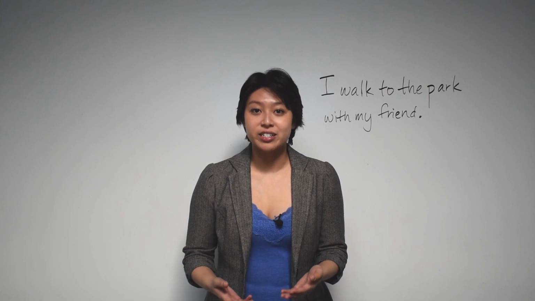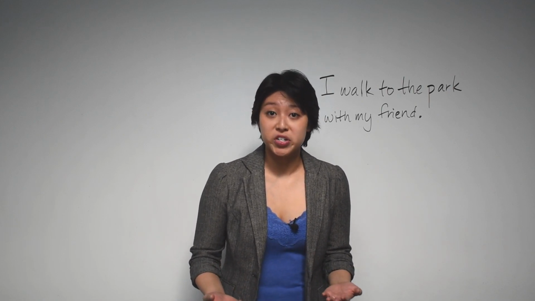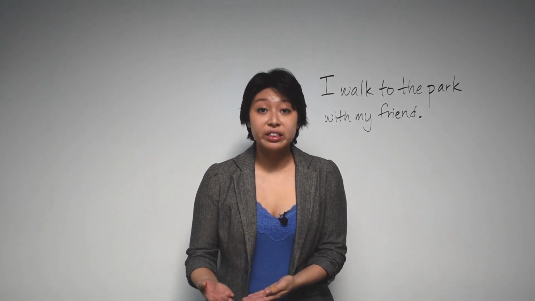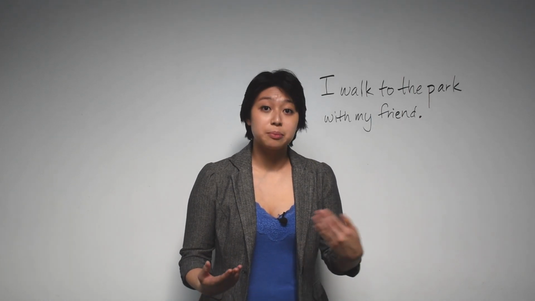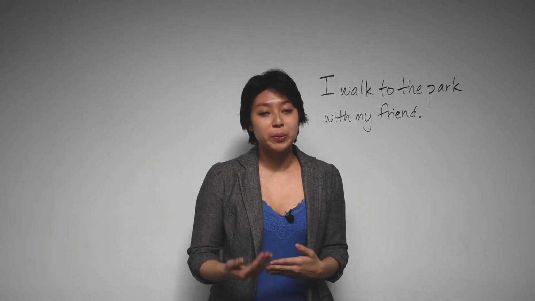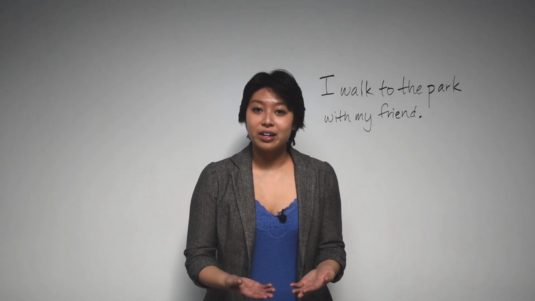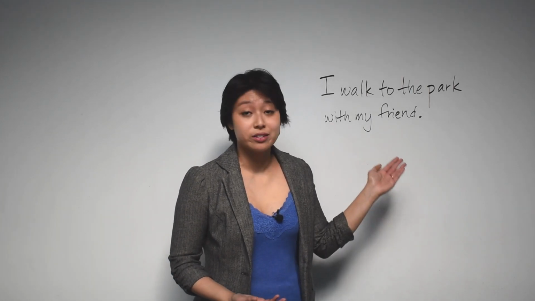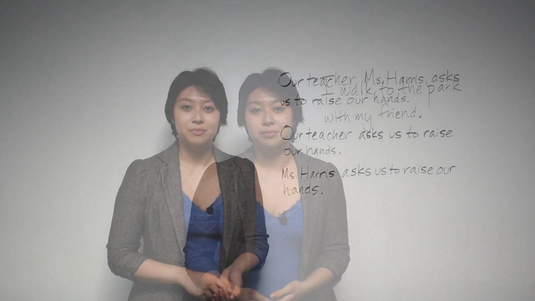Let's try doing this in a sentence with a preposition or prepositional phrase. I walked to the park with my friend. Now with lets us know that there's more than one person walking to the park, me and my friend. However, I is still the subject of the sentence, so we make the verb walk agree with it by being singular. In this case, the friend is not the subject of the sentence, it's the object of the preposition.